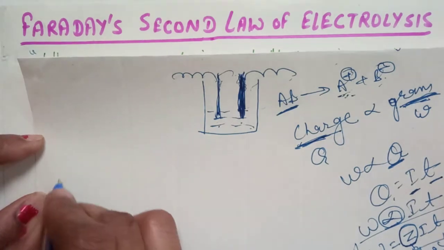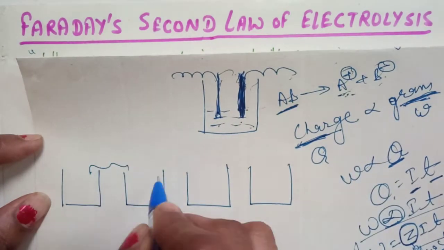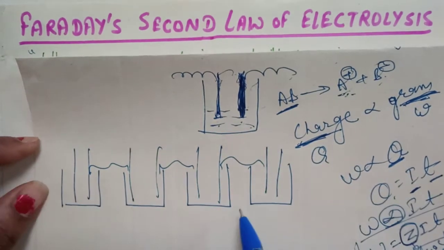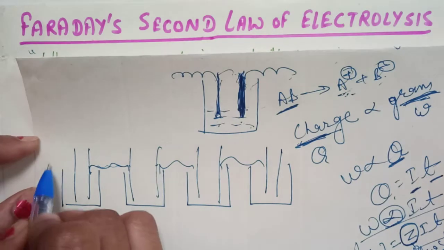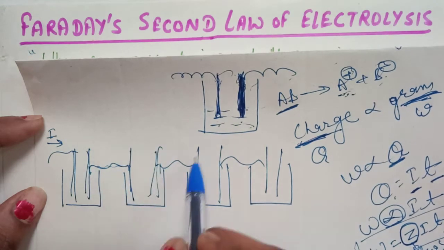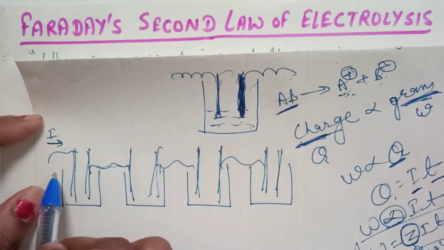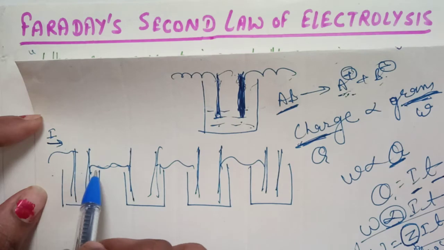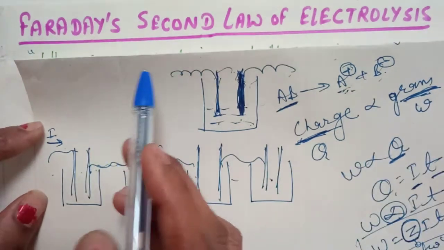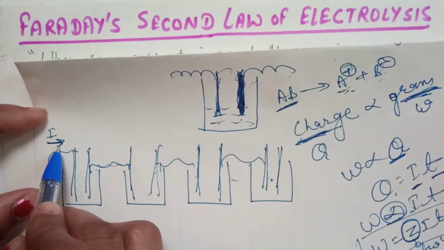In the second law, it is taken that when we connect many electrochemical cells in a series, and we pass current I in the first cell, then all the electrochemical cells are electrolyzed by this I, which means the value of I will be the same in all the electrochemical cells.